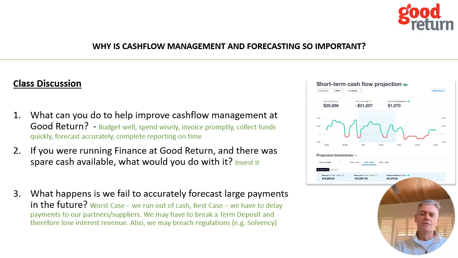Now, in terms of the third question, if we fail to accurately forecast, the worst case is we could potentially run out of cash. And really the best case is, we might have to delay our payments to our suppliers or our partners, or we may have to break a term deposit or another, longer term style cash investment to actually make sure that we've got sufficient cash to pay the short-term bills and expenses. So the implications of that, of course, are that we lose interest revenue on those cash deposits.